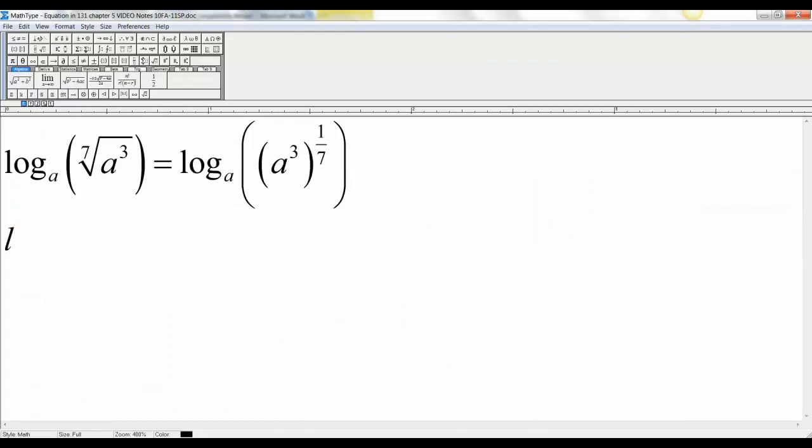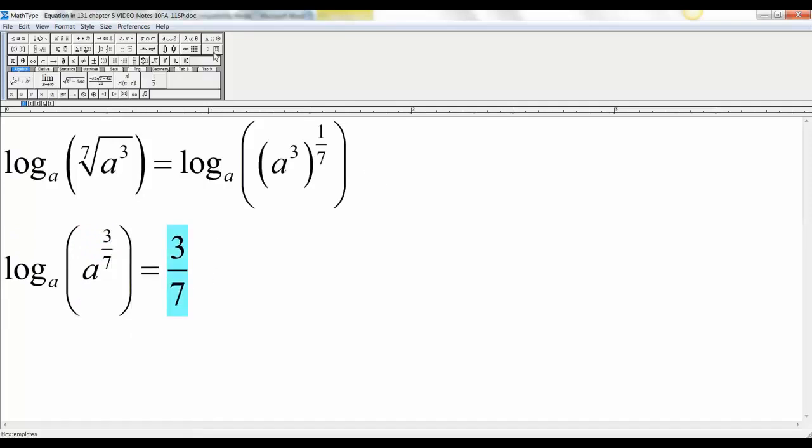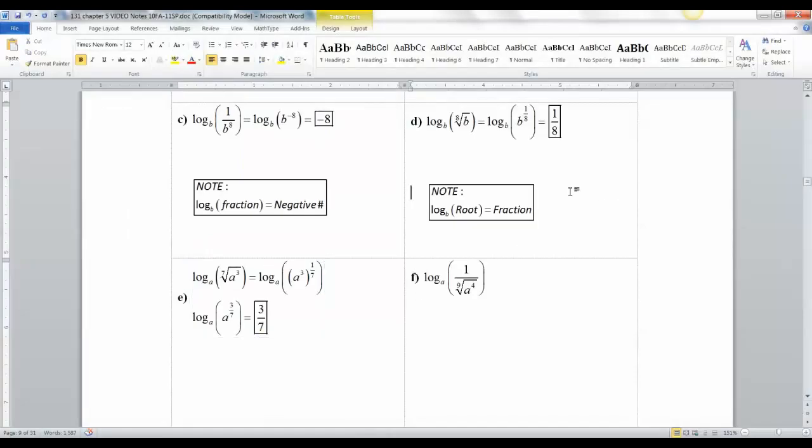So this is really the log base a of a to the 3/7, which is 3/7. Right? Done with that. So it's abiding by the rule we set up right here, which is that if you have a root, it's going to be a fraction. This one for D was 1/8 because b was raised to the 1 power there. You don't see a power, so it's 1. Down here, for this one, it's 3/7 because a is raised to the 3rd power.